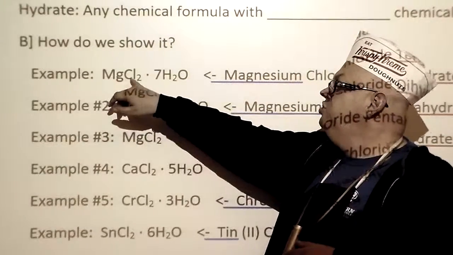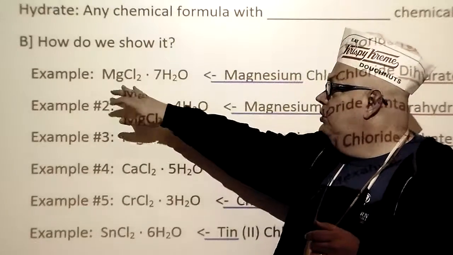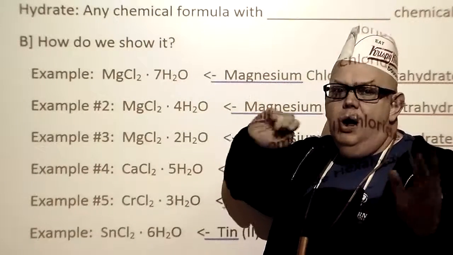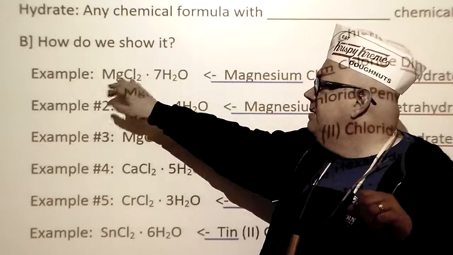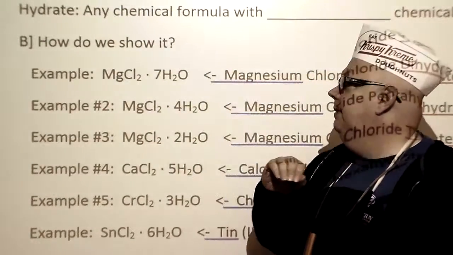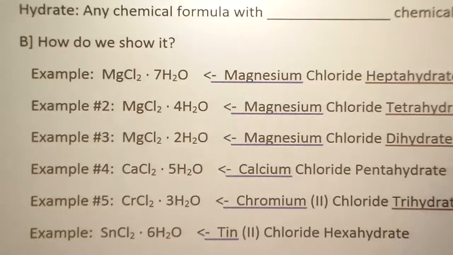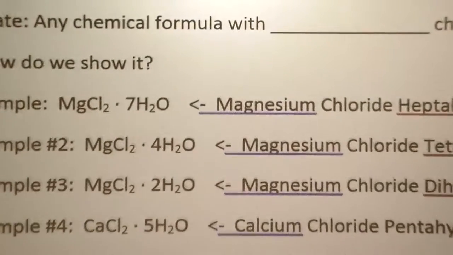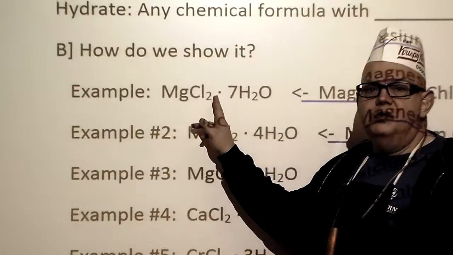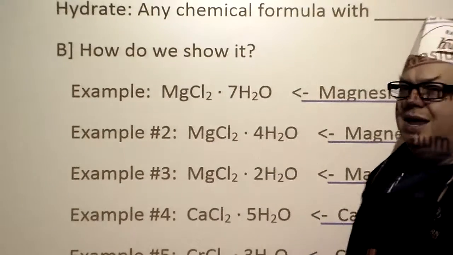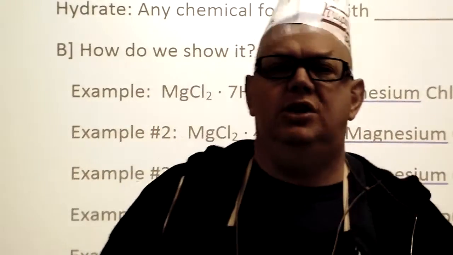Here's an example of MgCl2. Well, that's magnesium chloride. Now, notice we don't say dichloride and all that because it's a metal with a non-metal. Magnesium is the metal, chlorine is a non-metal. Now, you notice that there's a dot there. In math, the dot would represent multiplication. But in chemistry, it is something completely and totally different.